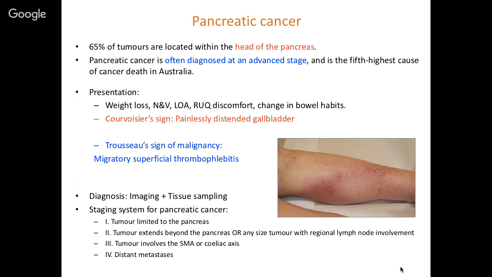In terms of diagnosis, imaging and tissue sampling, pretty much with any cancer, if someone asks you how you can diagnose it, you start your clinical suspicion with their clinical symptoms, but really imaging and biopsy is where the money is. And there's a staging system for pancreatic cancer as well.